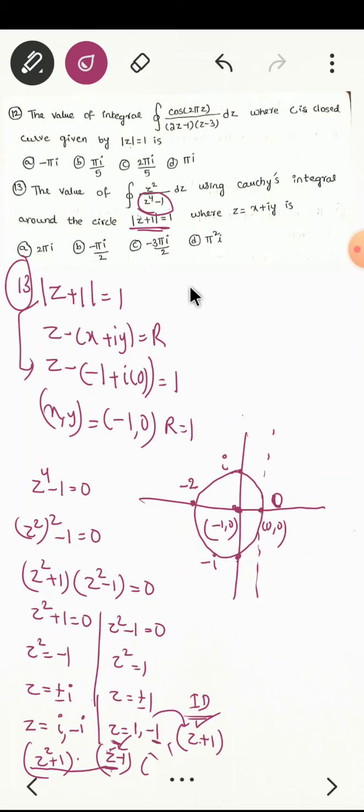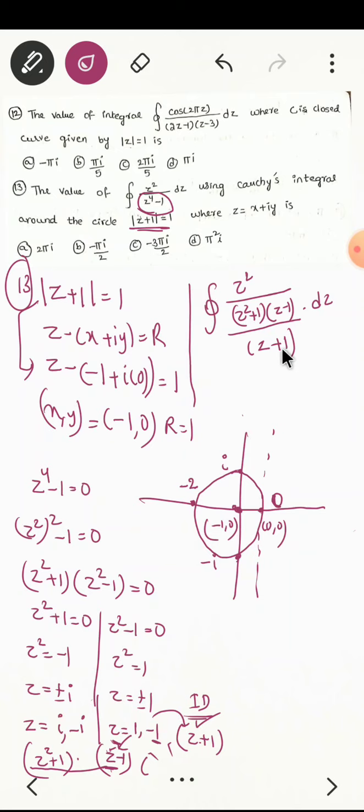Now write it: integral of z square by (z square plus 1) into (z minus 1), divided by z plus 1, which is lying inside, dz. But this z plus 1 you cannot write like this, you have to write it as z minus of minus 1. Why? Because z minus a is the only option. You have to write it like this. Now what will you get?